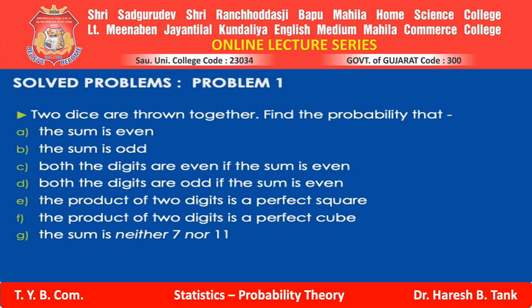Second one is sum is odd. Third one is both the digits are even, but the sum is again even. Fourth one is both the digits are odd, but the sum which we are getting is even. The product of both the digits is a perfect square. The product of both the digits is a perfect cube. And the last one is the sum is neither 7 nor 11. This many different questions are asked and we will get probability of each of them one after another. Let us see.